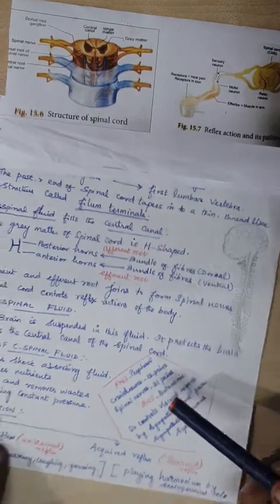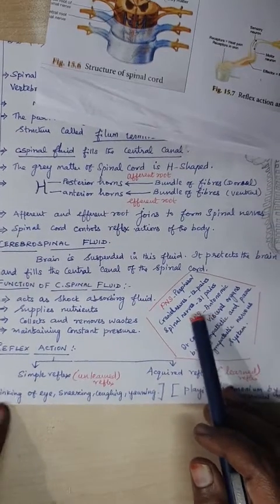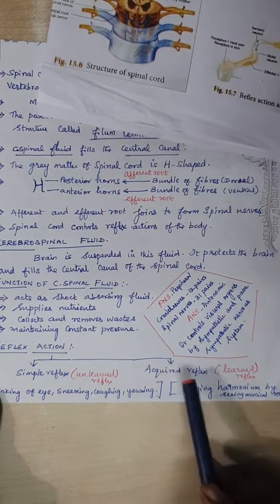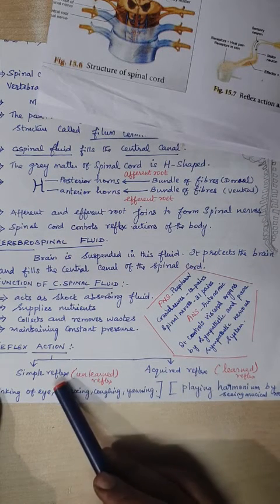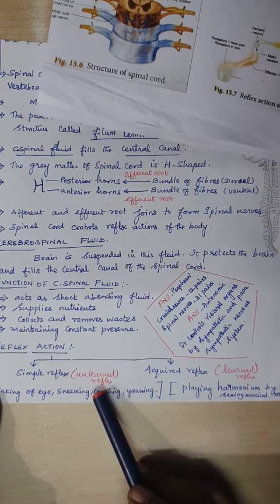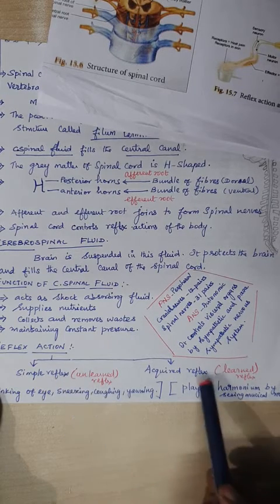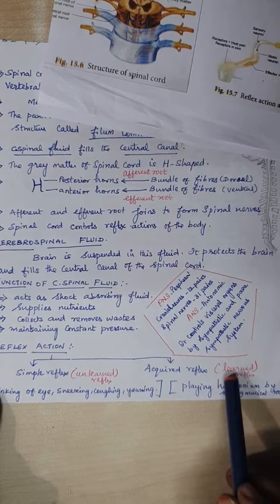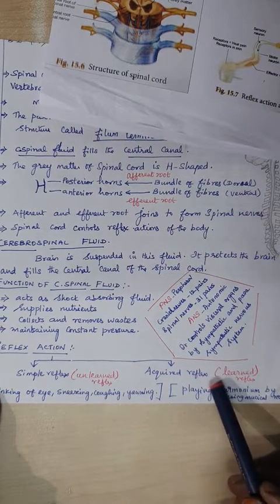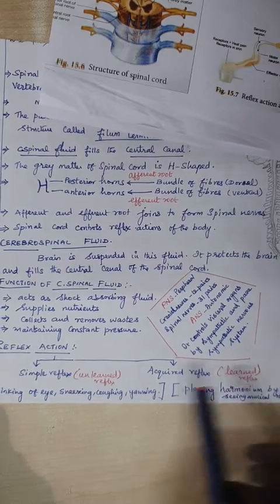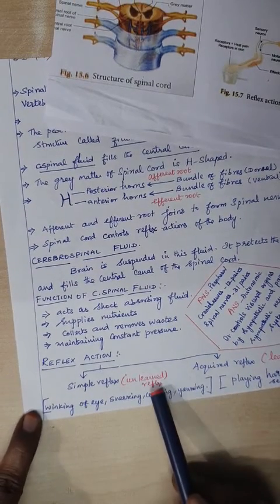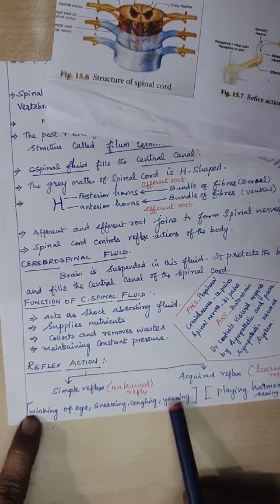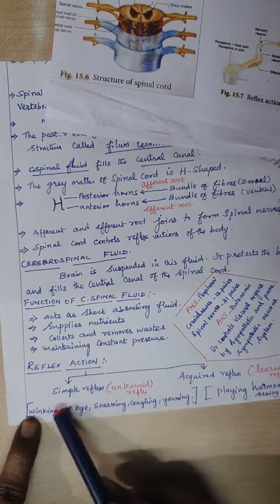We can see the reflex action. Okay, reflex action is of two types, simple reflex action and acquired reflex action. What is simple reflex action? Unlearned reflex action is called simple, and acquired means learned reflex action. See, doing one practice continuously is a learned reflex action. Examples of unlearned reflex action are winking of the eye, sneezing, coughing, yawning. All these are unlearned reflex actions.